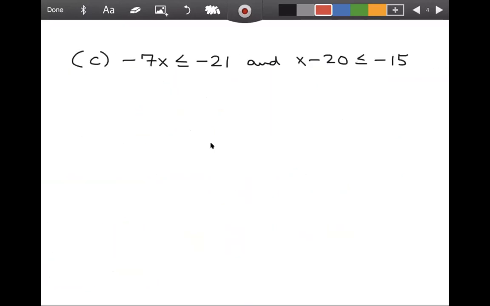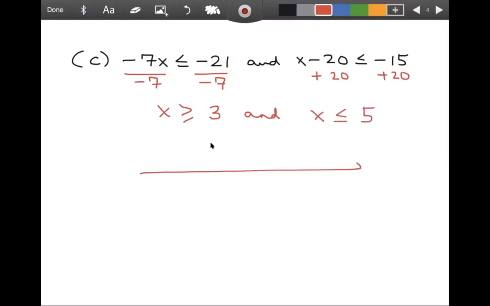All right, next example. -7x is less than or equal to -21, and x minus 20 is less than or equal to -15. Once again, we solve each simple inequality separately, dividing both sides by -7. So this is another one where I have to switch the inequality symbol. I get x is greater than or equal to 3. And at the same time, adding 20 to both sides gives me x is less than or equal to 5.